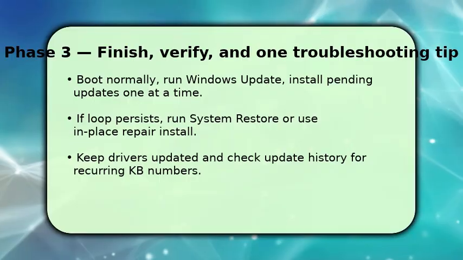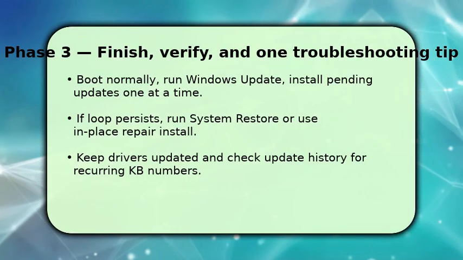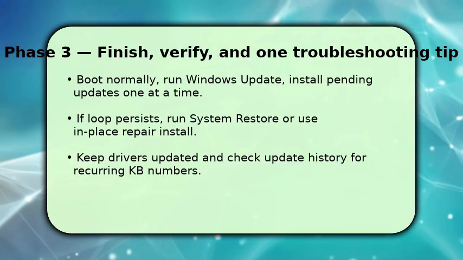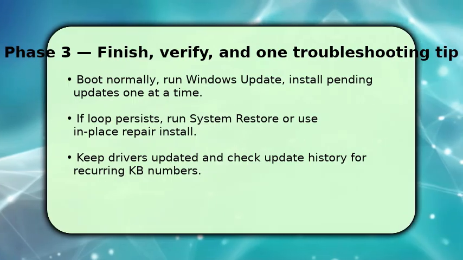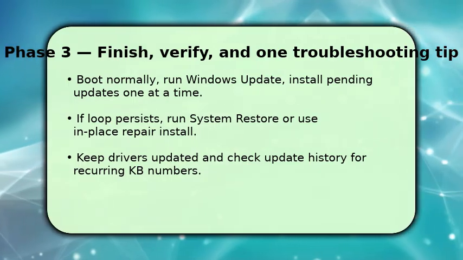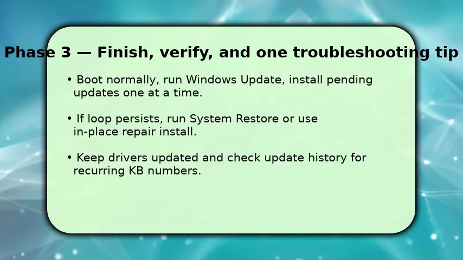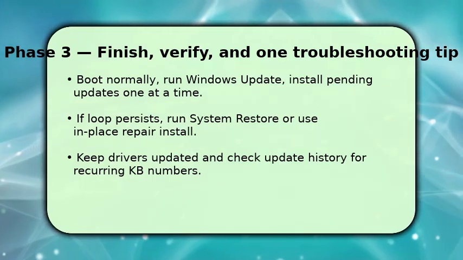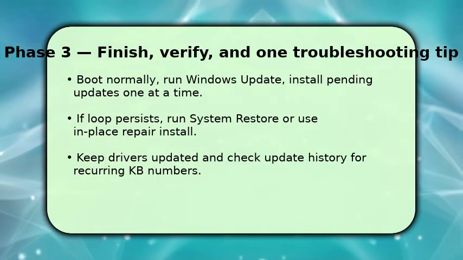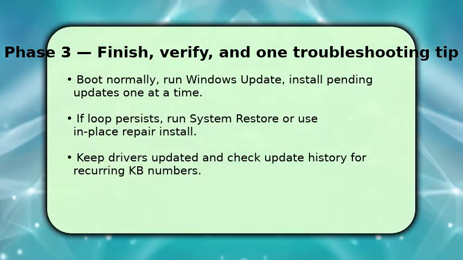If the loop persists, use System Restore to a known good point or perform an in-place repair install to preserve files while repairing Windows. One key troubleshooting tip: if a specific KB repeats, hide that update temporarily and research its known issues before reapplying it.